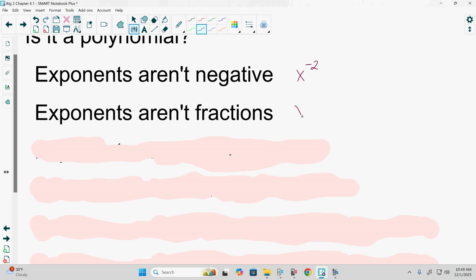Exponents attached to variables aren't fractions. We cannot have x to the 1/2 power. I can have 2 to the 1/2 power. That's perfectly fine. But we cannot have fractional exponents attached to these variables. So if we have x to the negative 2 or x to the 1/2, these are not polynomial equations.